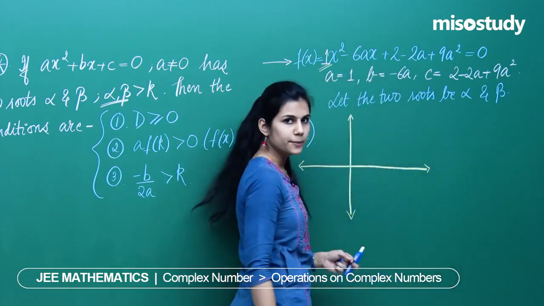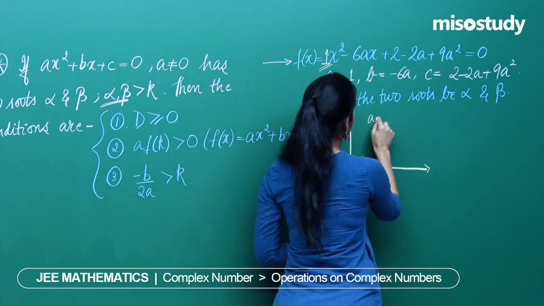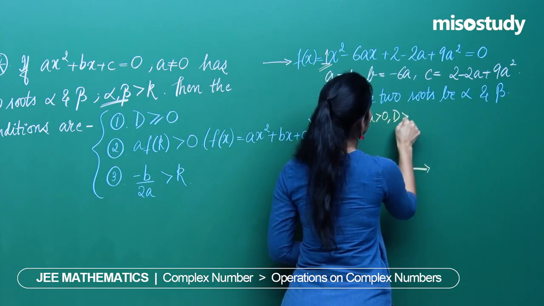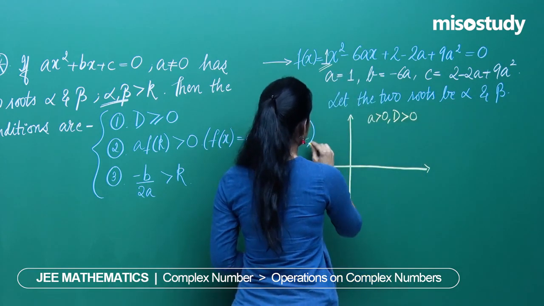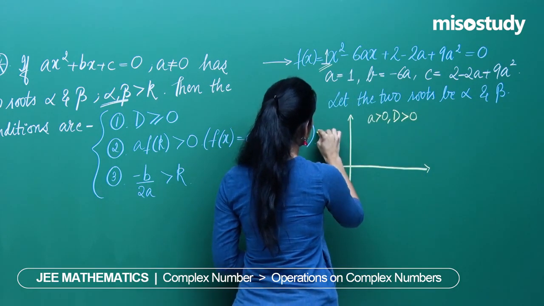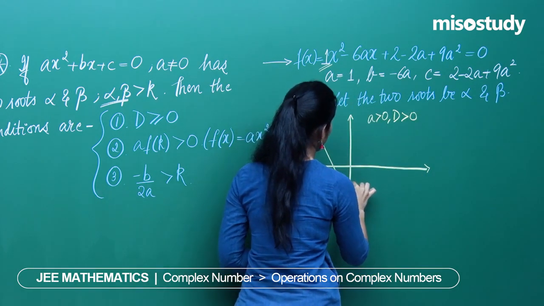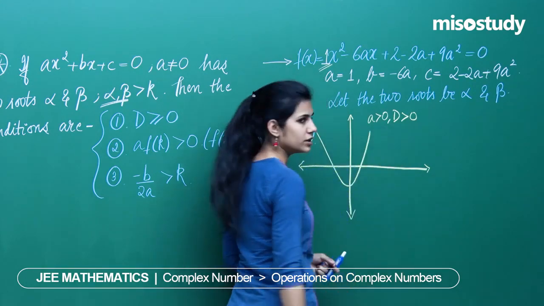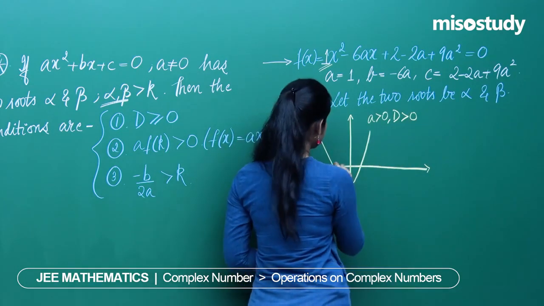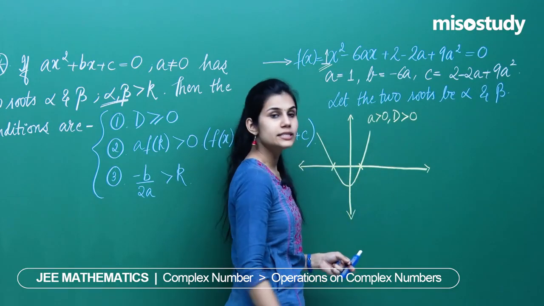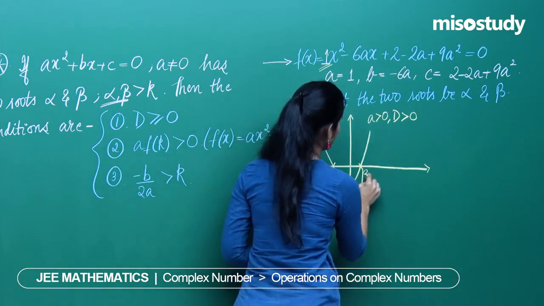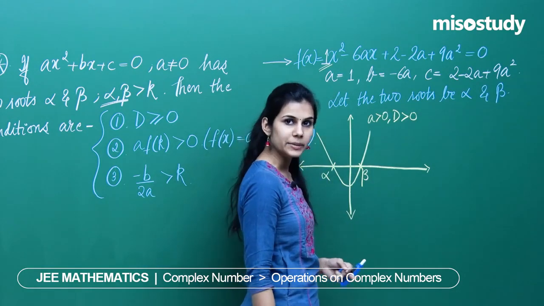You will have your parabola opening upwards. So if a is positive and discriminant is also positive, then what is going to happen? The parabola is basically going to open upwards, intersecting the x-axis at two distinct points which happen to be your roots alpha and beta.